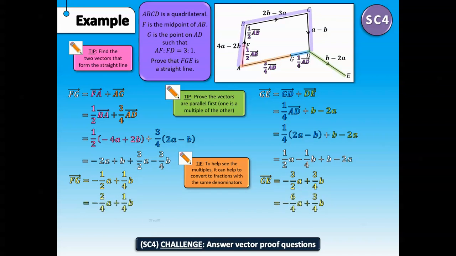So we can see that GE is 3 lots of FG. So they're parallel and they share the common point. The common point here is G. So they must make a straight line.